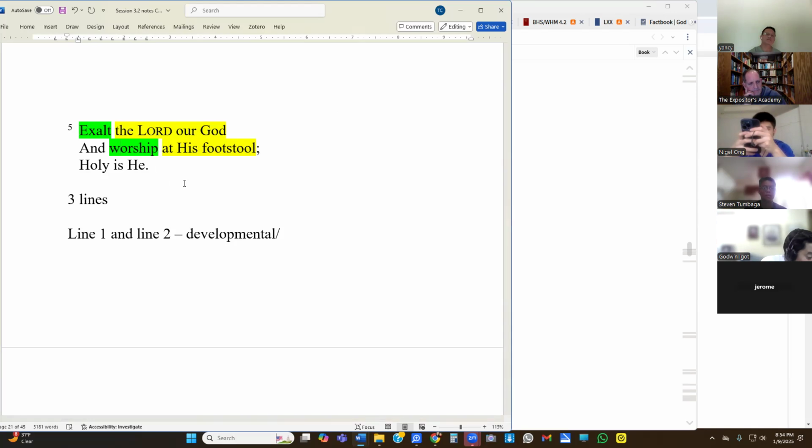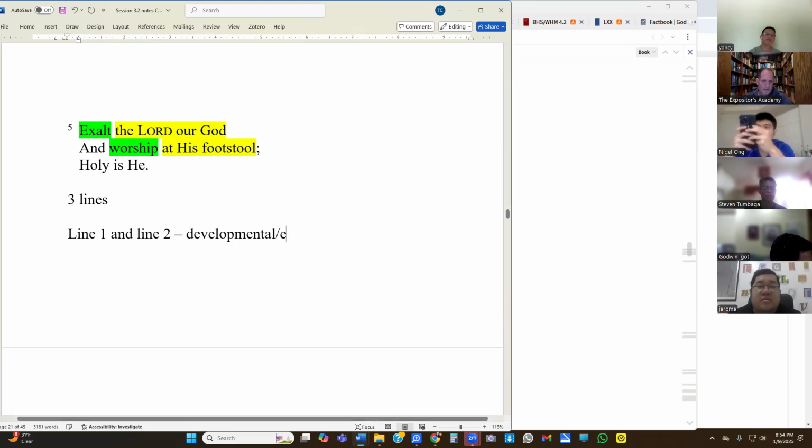Anyone have an idea? Is it the additional assertive or expand? Yeah, I think it's expansion. I think he's adding another idea here. First, he's saying worship Yahweh, or exalt Yahweh, and then he says where to worship him. Okay. So yeah, I think developmental expansion makes sense.